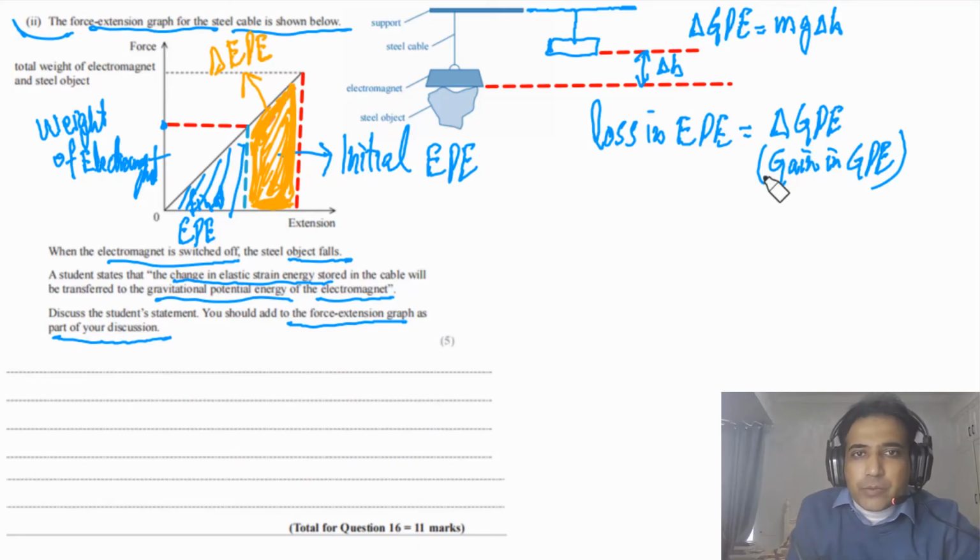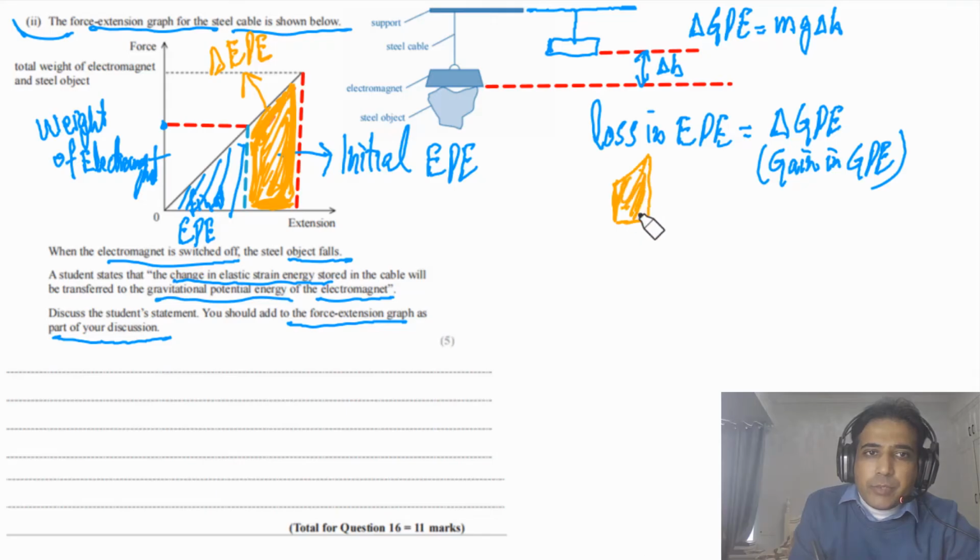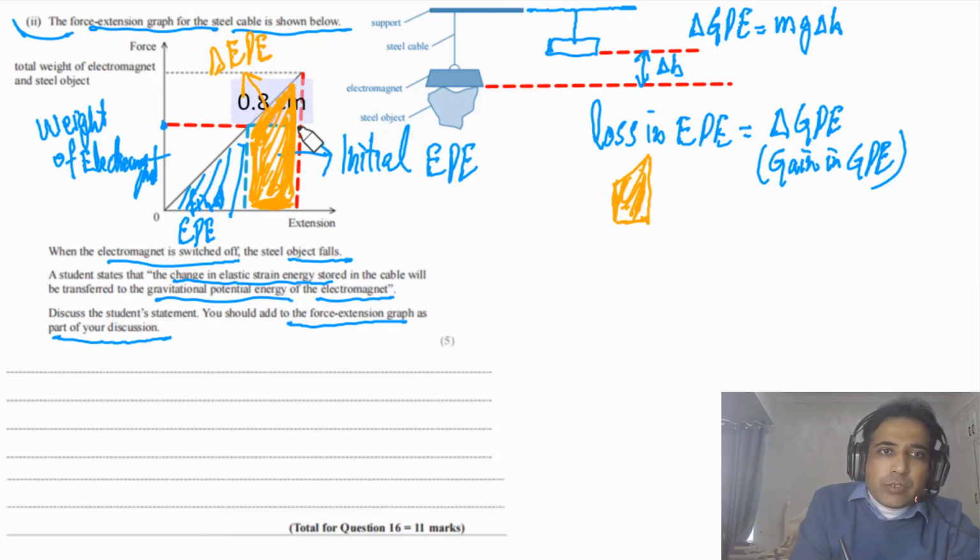Now we need to find out what the change is. So the loss in EPE, this is the loss in EPE. We can also clear this so it looks more real. So this is the change in EPE. We can also divide this into two parts. We can draw this line here.